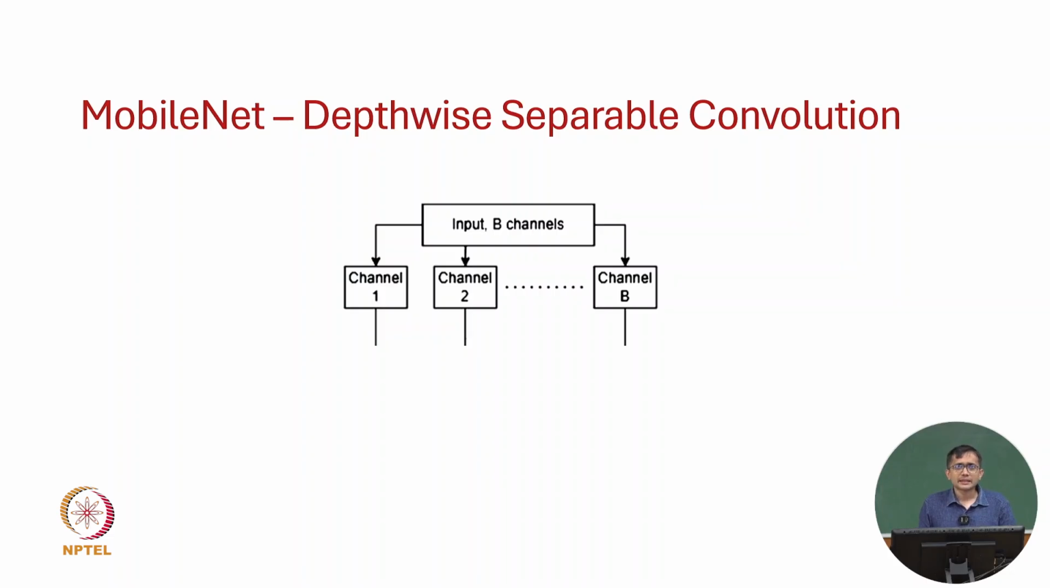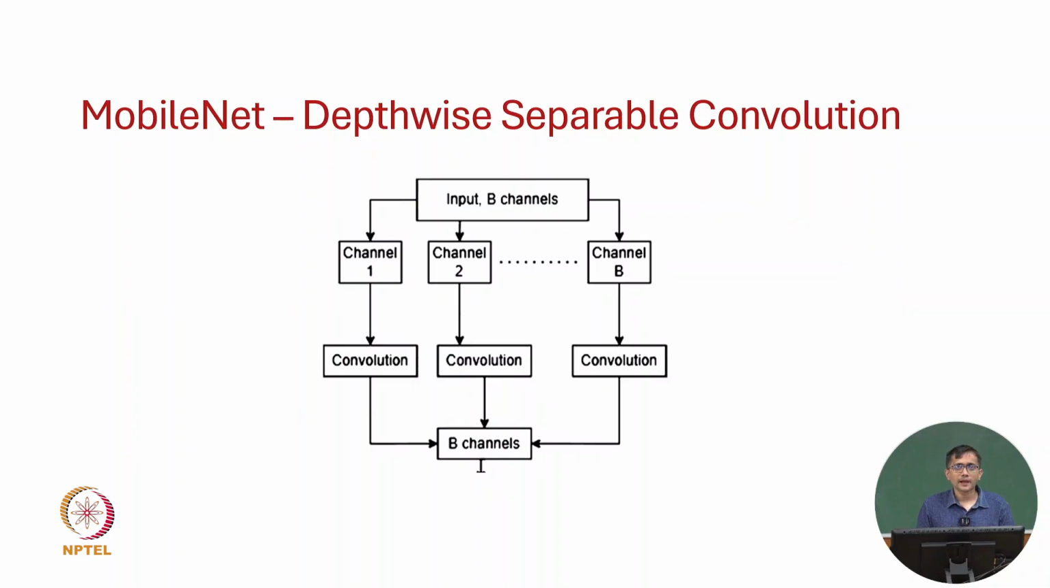So what we can do is divide this into channel 1, channel 2, up to channel B. Now, on top of this, we can apply convolution to each of these channels separately and then combine the information. This leads us to get again B channels.